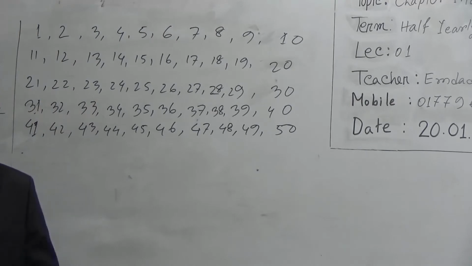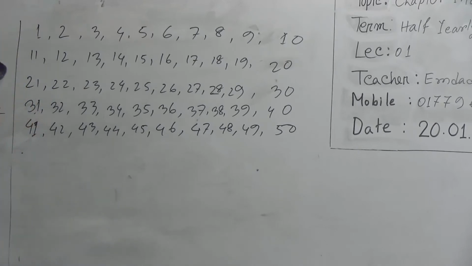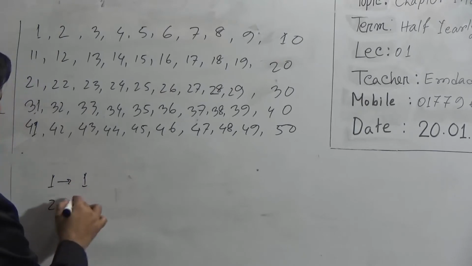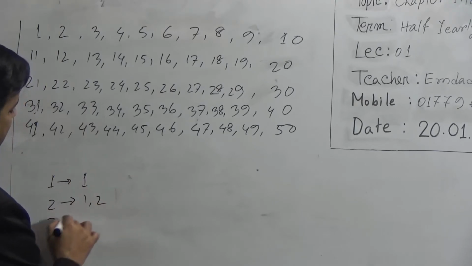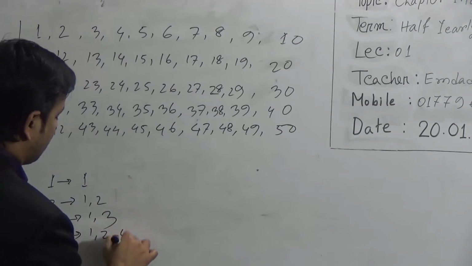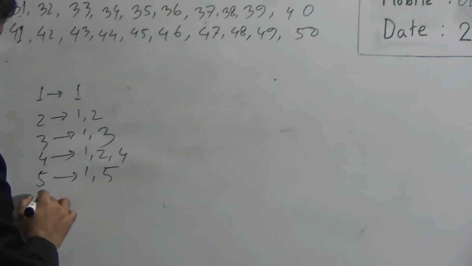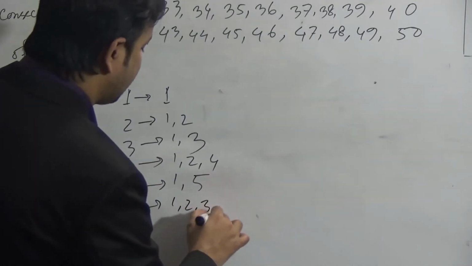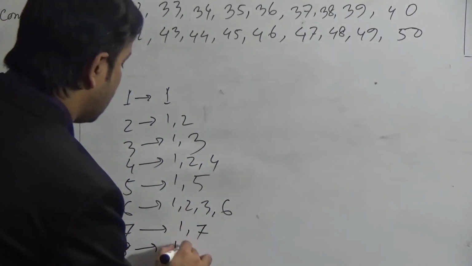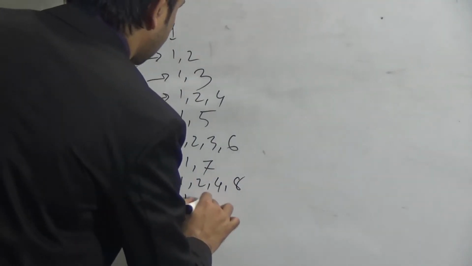Dear students, a number is said to be prime if it has only two factors. And from this definition we can say 1 is not a prime number as 1 has only one factor. 2 has two factors 1 and 2, 3 has two factors 1 and 3, 4 has 1, 2, 4, 3 factors, 5 has 1, 5, 2 factors, 6 has 1, 2, 3, 6, 4 factors, 7 has 2 factors 1, 7, 8 has 1, 2, 4, 8, 4 factors, 9 has 3 factors 1, 3, 9.